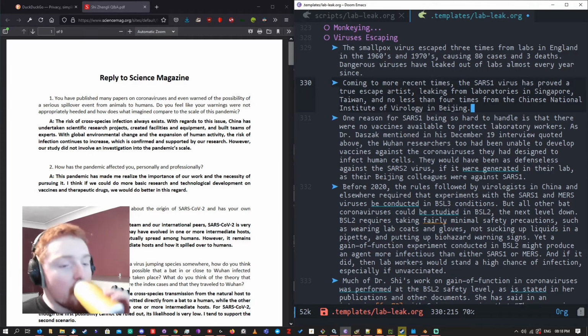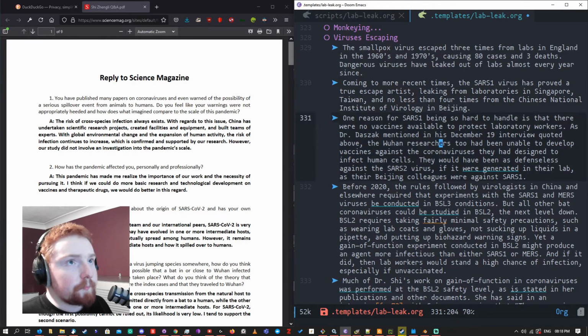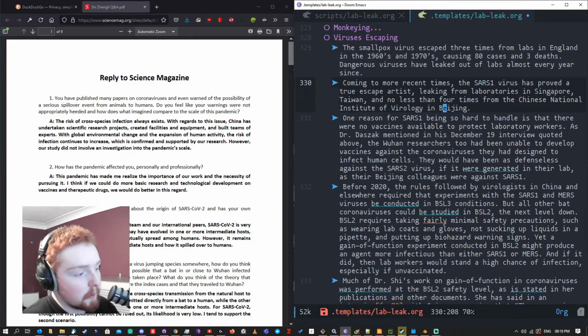Well, this is the CCP. They can be as authoritarian as they want. And they were very authoritarian. They shut down Wuhan. Similarly with SARS 1. SARS 1 has escaped from labs many, many times. So it's leaked from laboratories in Singapore, Taiwan, and 4 times from the Chinese National Institute of Virology in Beijing. And that's SARS-1.